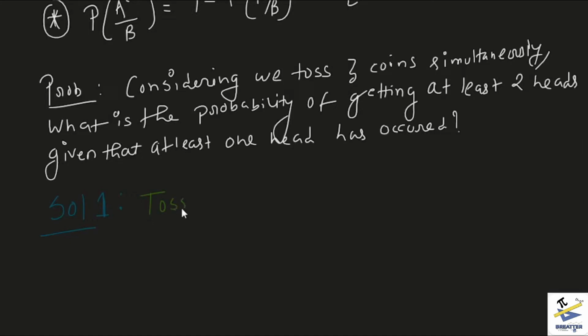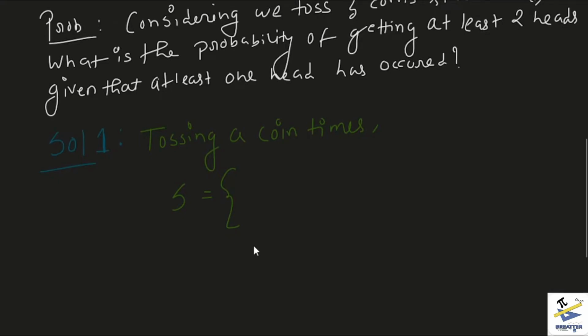So, tossing a coin 3 times. Tossing a coin 3 times means the sample space S, as I've shown in previous examples in the previous videos, is basically equal to the following. A coin may have two different results, heads or tails. If you toss a coin twice, it will give you heads tails, tails heads, and so on; in any order they can be possible.